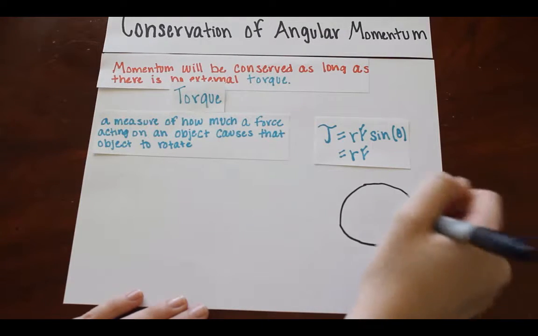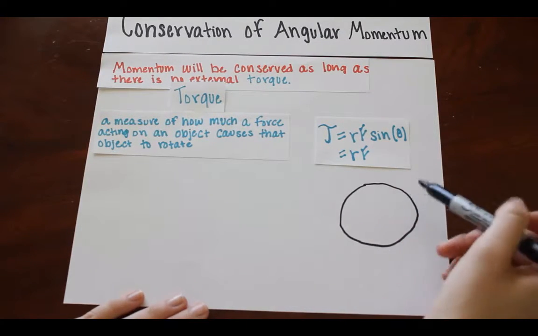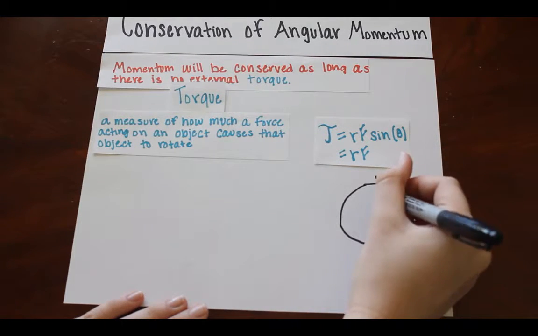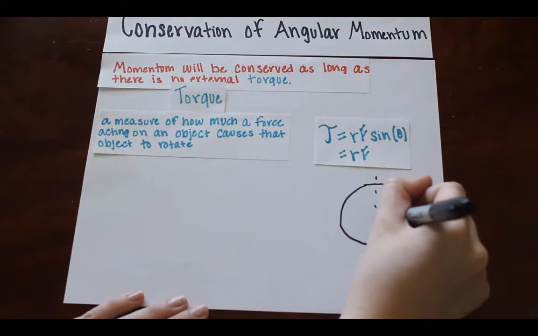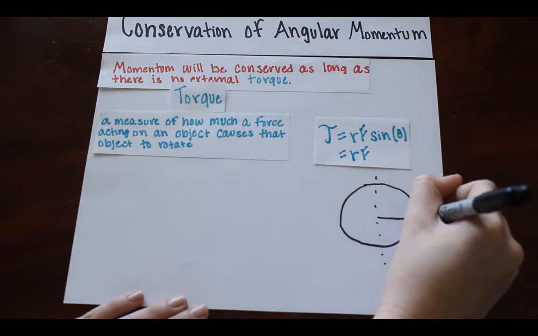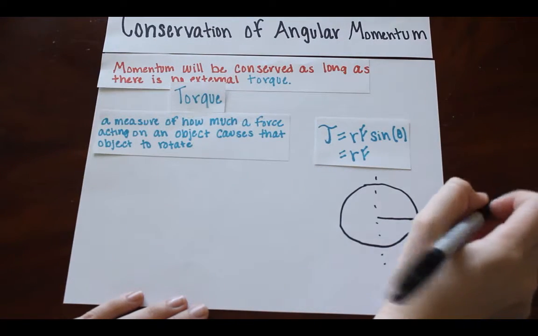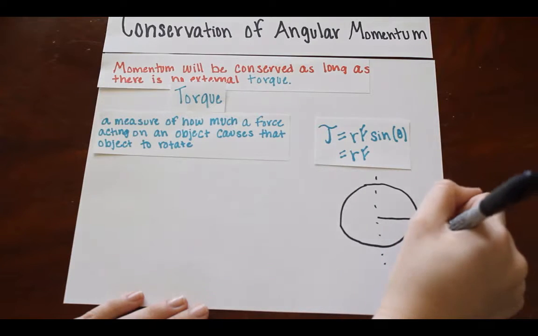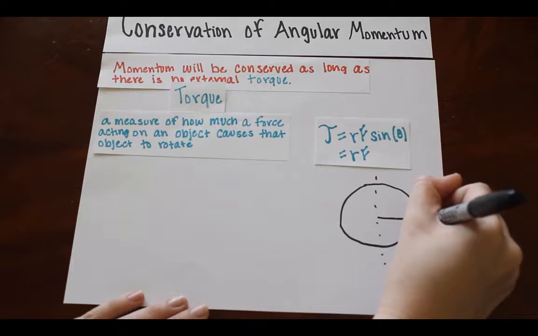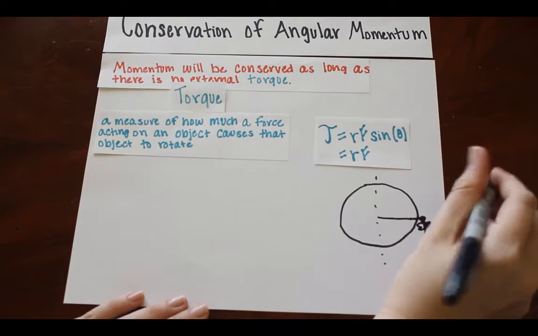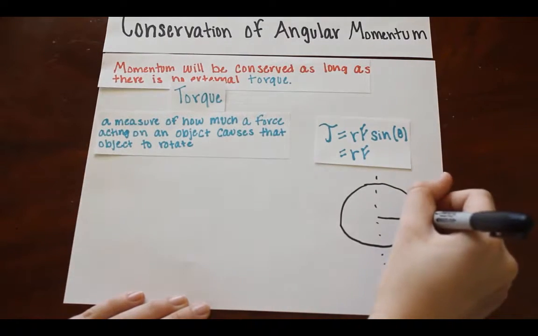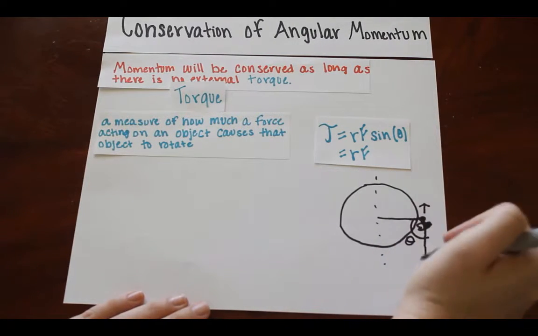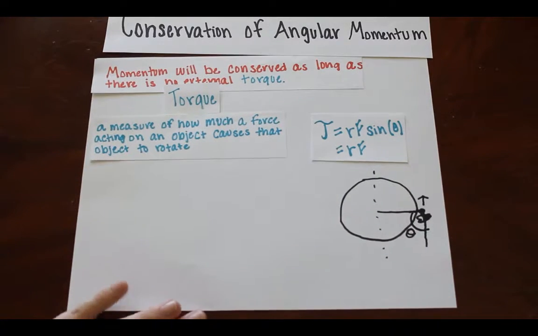I'm horrible at drawing. So as long as the object is rotating in a circle about an axis, let's say there's a rod here and it extends out a little bit further than the actual circle is. If it's rotating and something is pushing on it, say a hand is pushing it this way, the angle it creates here is theta, which is 90 degrees, and the sine of 90 is 1. So that gives us the equation rF.